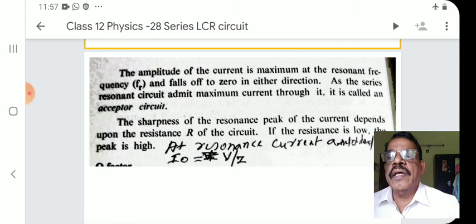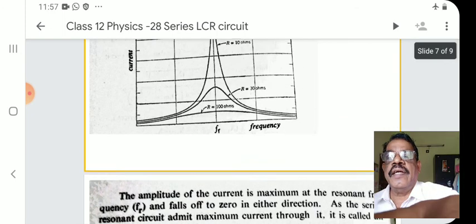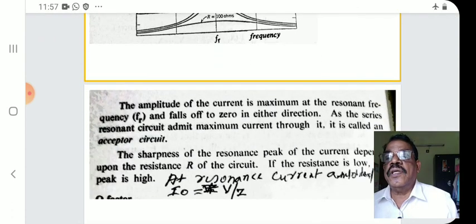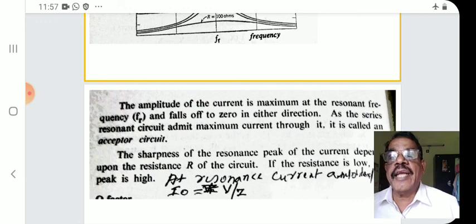The amplitude of the current is maximum at the resonant frequency FR and falls off to 0 on either direction. That is seen in the graph. As the series resonant circuit admits the maximum current through it, it is called an acceptor circuit. These type of acceptor circuits are used in radio tuning.